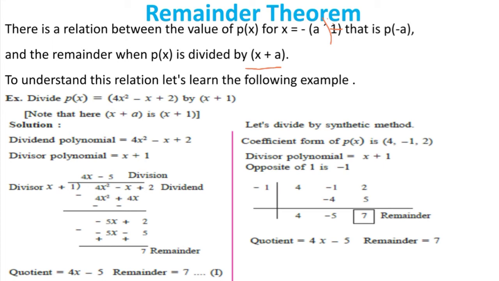Divide p(x) is equal to 4x square minus x plus 2 by x plus 1. Note that x plus a is x plus 1, means the value of a is 1. The dividend polynomial is 4x square minus x plus 2 and the divisor polynomial is x plus 1. Now divide this polynomial by x plus 1.